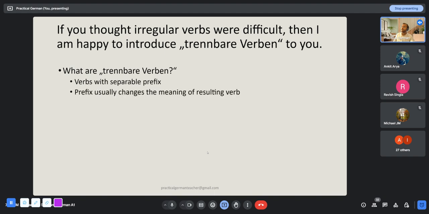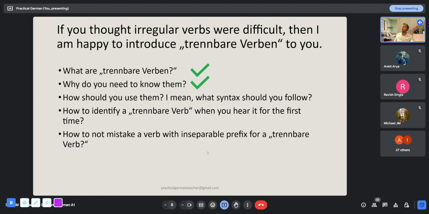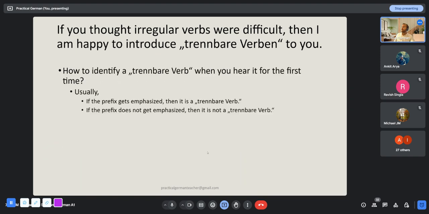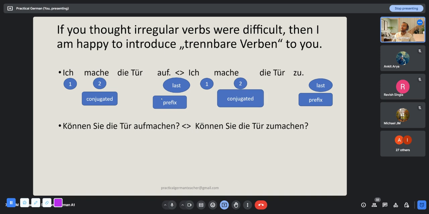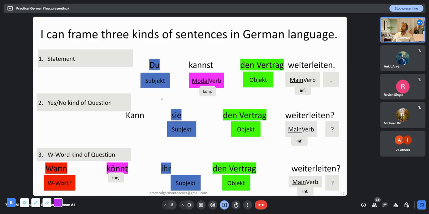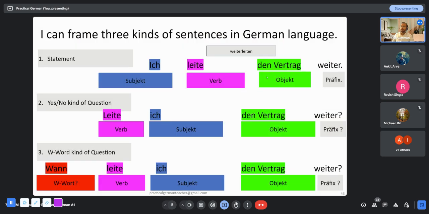When someone uses a trennbare verb in a sentence, and the sentence also has a modal verb, how do you know? You know it because the prefix will get emphasized. Emphasized meaning there will be a very small pause. What do I mean by the prefix gets emphasized? Again, I will exaggerate just so that you understand. If I read this sentence, I will say du kannst den Vertrag weiterleiten. So I will emphasize the weiter part.